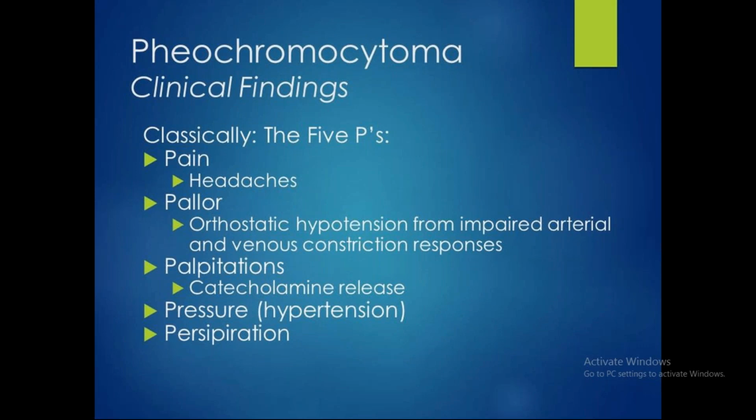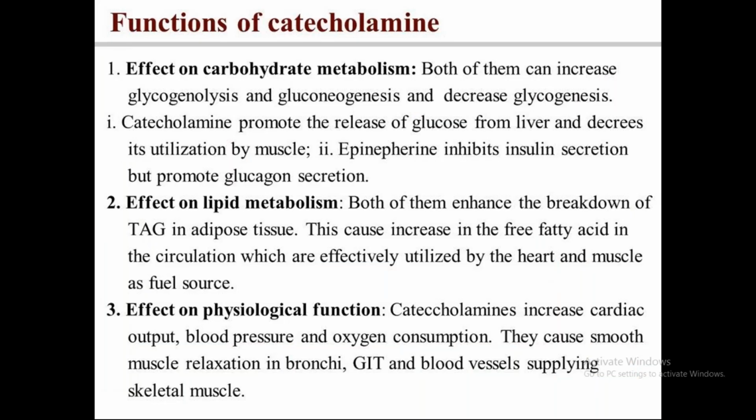Pheochromocytoma is a rare tumor of the neuroendocrine system. Here you can see the 5 P's: pain, headache, pallor, orthostatic hypotension from impaired arterial and venous constriction response, palpitation, hypertension, that is pressure, and perspiration. These are the 5 P's you can see in pheochromocytoma. So that's the end of the session.